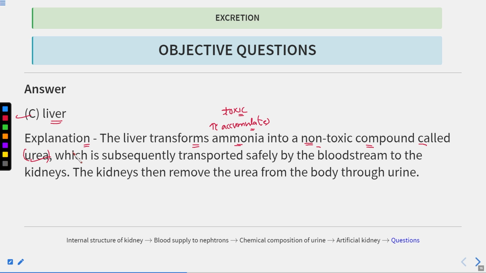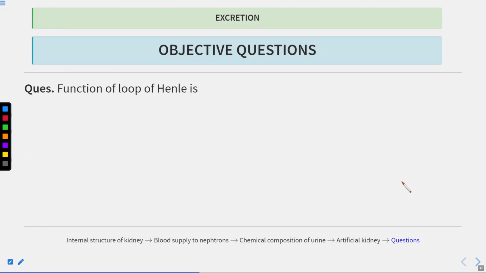Now liver converts ammonia into urea. Now urea is subsequently transported safely by the bloodstream to the kidneys. And the kidneys then remove the urea from the body through urine. So kidney is involved in the urine formation, and the urea is further removed from the body through urine. All right, so this was the correct answer here, liver. The next question is, what is the function of the loop of Henle?